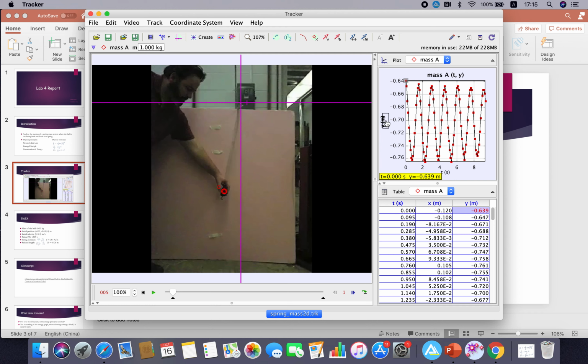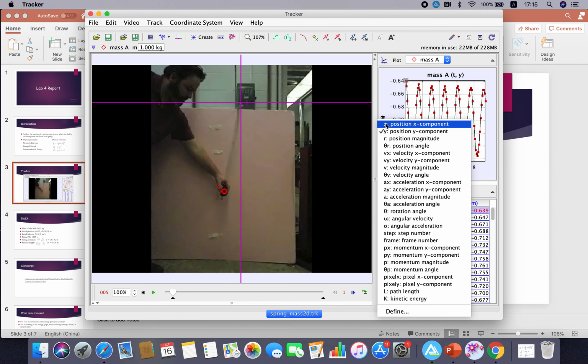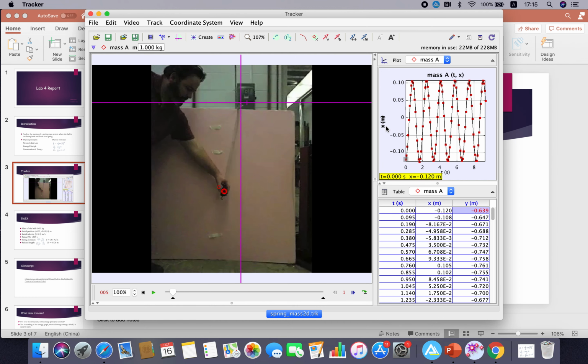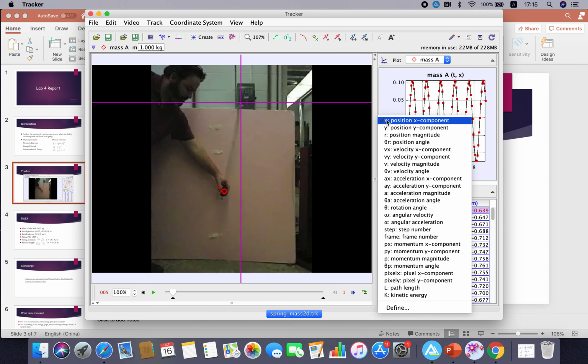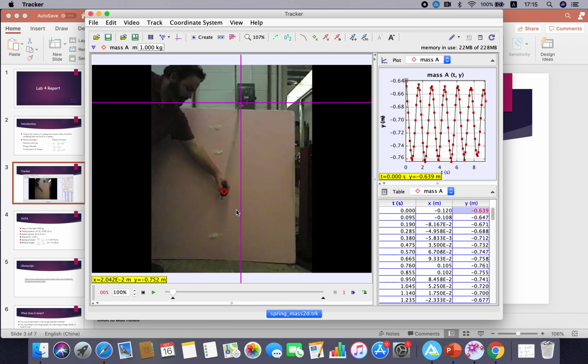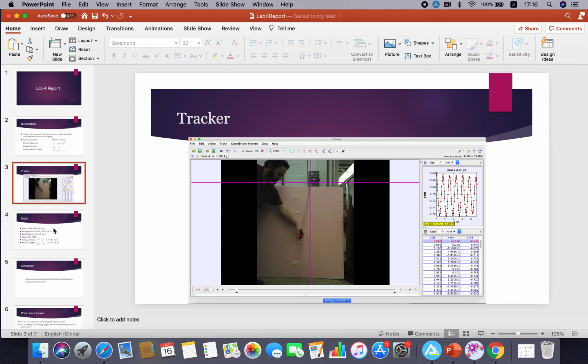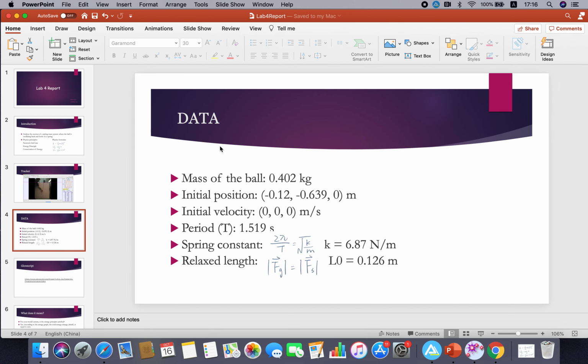The first one is the y position versus time and the x position versus time. Because the ball is oscillating back and forth, there are two graphs. These are the xy position data generated by Tracker, and I copy and paste this data to a CSV file in order to upload the data to GlowScript code later. And these are the data I used to edit the GlowScript code.